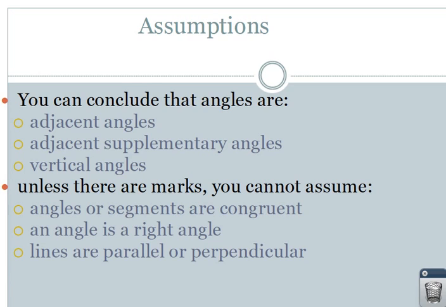You also cannot assume right angles unless there is a box in the corner. I will put an 89-degree angle on something just to throw you off. Look for the marks. And then you cannot assume lines are parallel or perpendicular without marks, and I'll show you what those marks look like later.